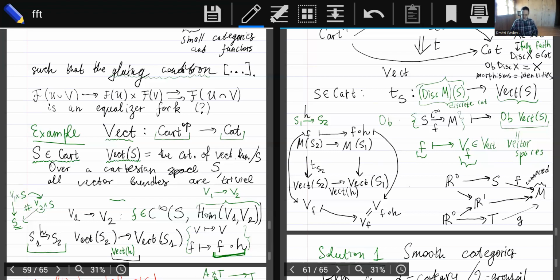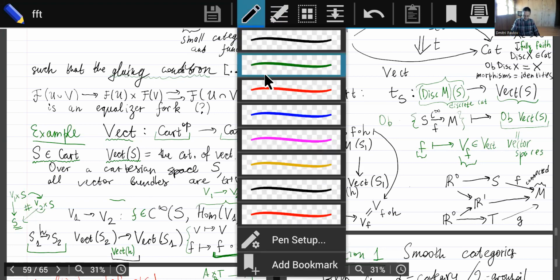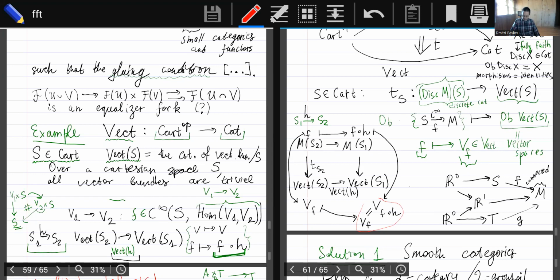So what is happening here? I start with 2 arbitrary maps, F and G. F is a smooth map from a Cartesian space S to capital M, and G is a smooth map from T to capital M. Then I pick some totally arbitrary maps from R0 into S and R0 into T, and I compose F and G with these 2 maps. According to this relation, the vector space assigned to F is the same as the vector space assigned to the composition R0 to S to M. Likewise, the vector space assigned to G is the same as the vector space assigned to the composition R0 to T to M.